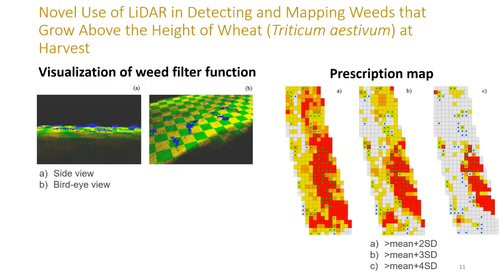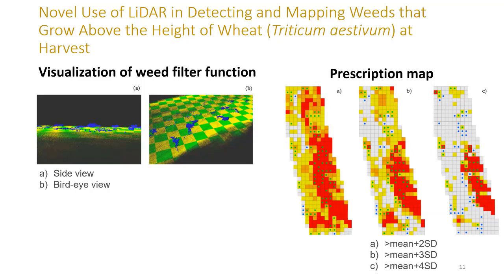Then we developed our prescription map. On the prescription map, the green dots show the known weeds that we could detect, and the blue dots show the weeds that we could not detect. We created the prescription map for all 3 studied height thresholds. In each of the prescription maps, the white grids show that there was no detection in them. Yellow grids had at least 1 detection.